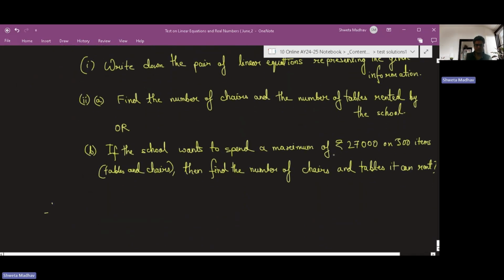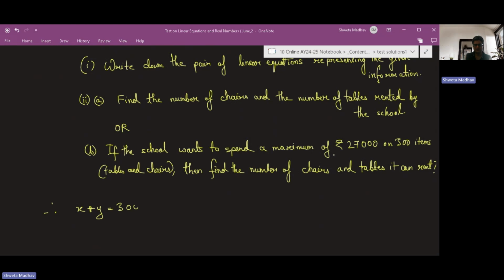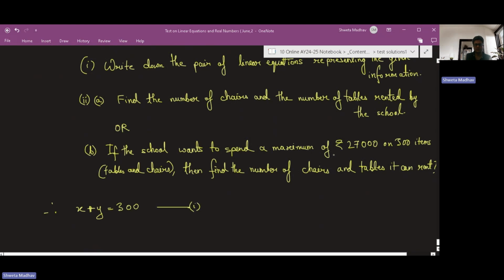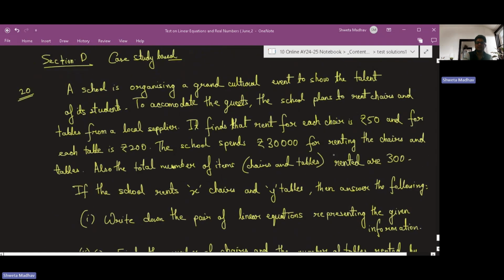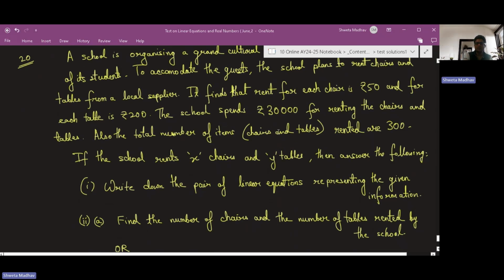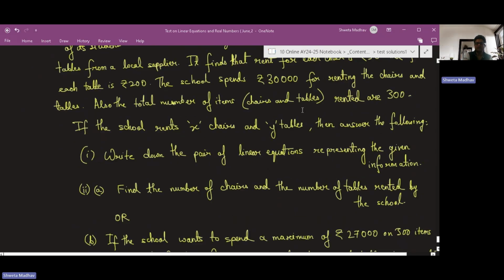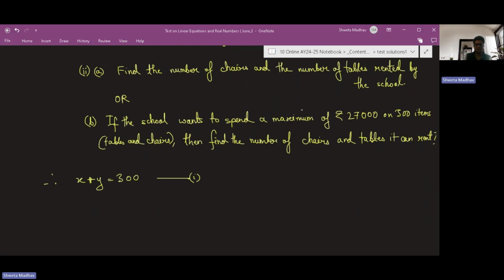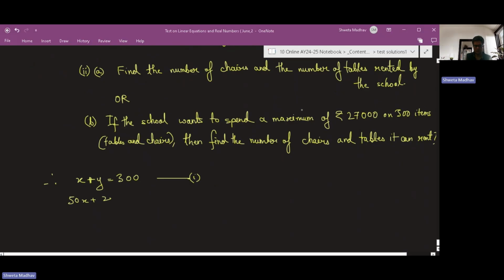So therefore, one equation is X plus Y, which is the total number of items, that should be 300. So this is our equation 1. Equation 2: the rent of each chair is 50, so the rent of all X chairs will be 50X. And the rent of all Y tables will be 200Y. And the total spending is rupees 30,000. So I can say that 50X plus 200Y is equal to 30,000.